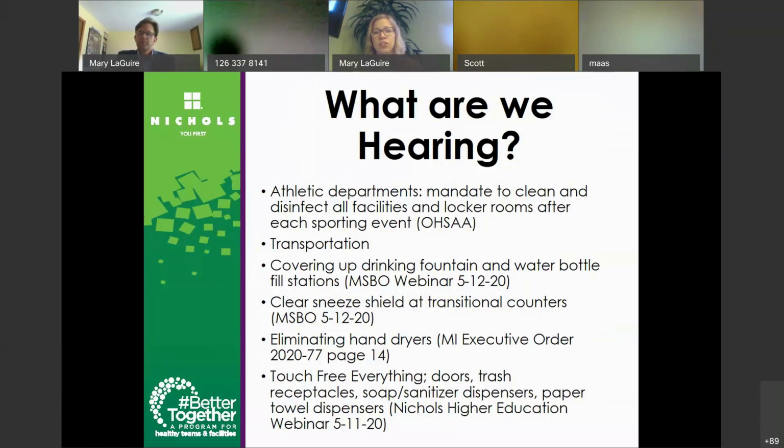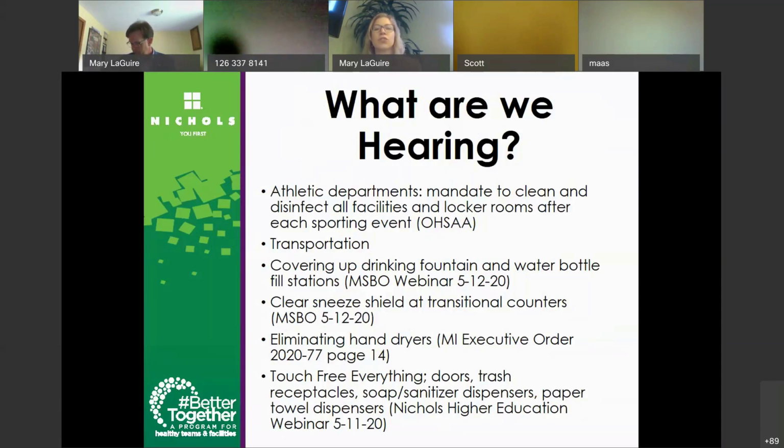Having sneeze shields or clear shields at transactional counters. If you've gone to the bank or even to the grocery store, you've all seen that everybody has these shields up now. And if you do have those shields, what's a good product to use on them? Because not a lot of products are safe to use on that plexiglass. Eliminating hand dryers is something that, at least in Michigan, the governor put an executive order out against.